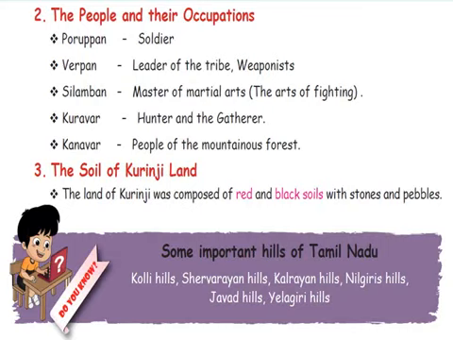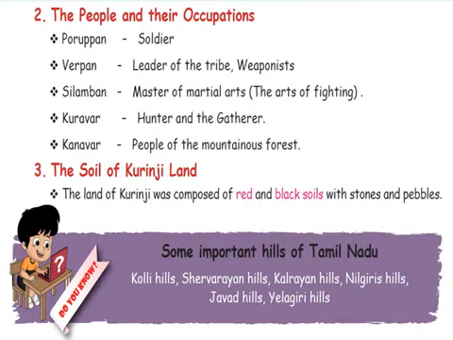Then Kuravar, he is a hunter and a gatherer. He used to go for hunting of animals and prey, and he used to go gather honey from the honeycomb, and he used to go and bring roots and fruits. Then you have the Kanavar, the people of the mountainous forest, the people who lived in the mountains, the forest area of the mountains. Next we will see the soil of the Kurinji land.